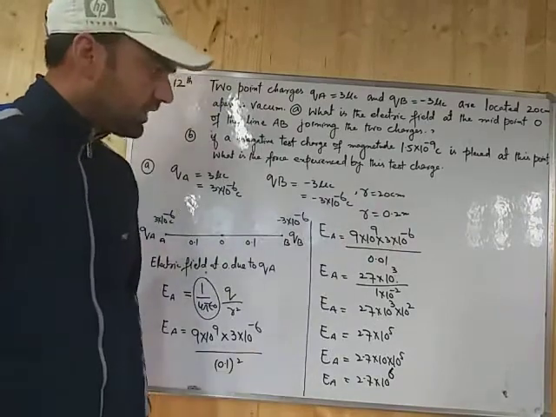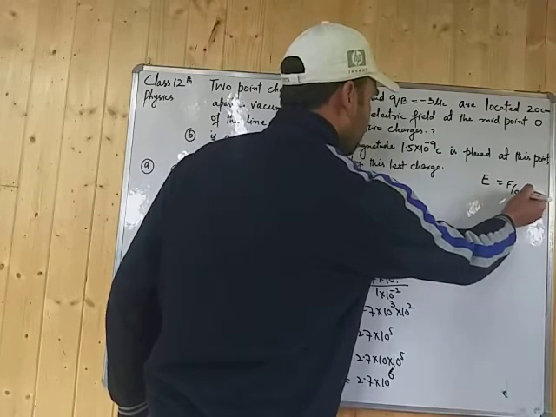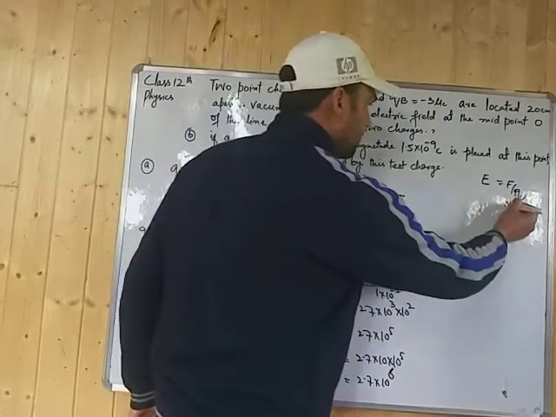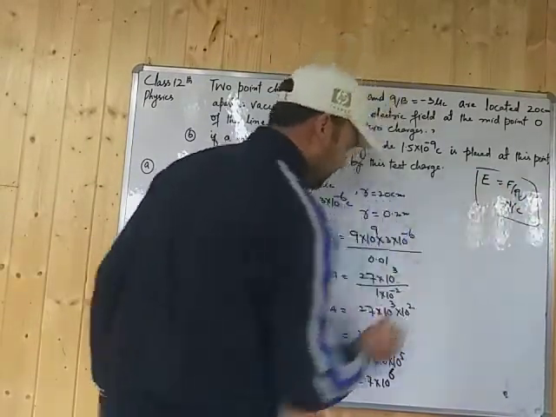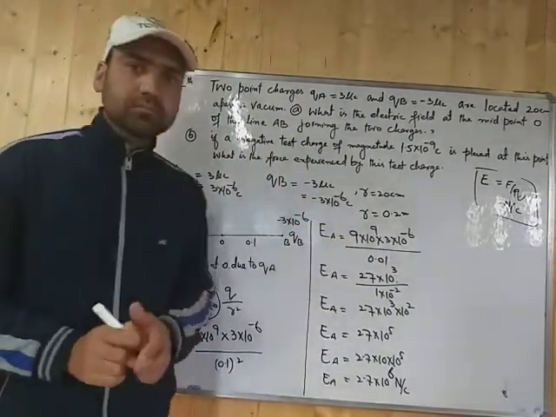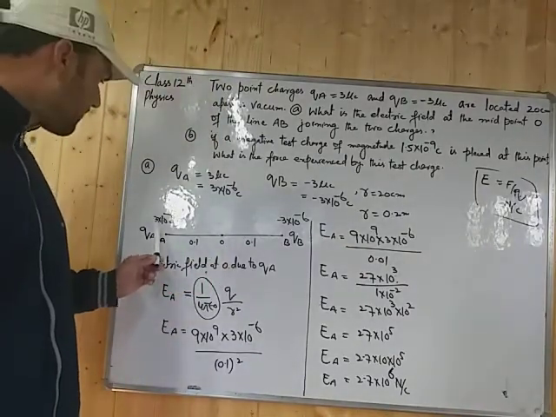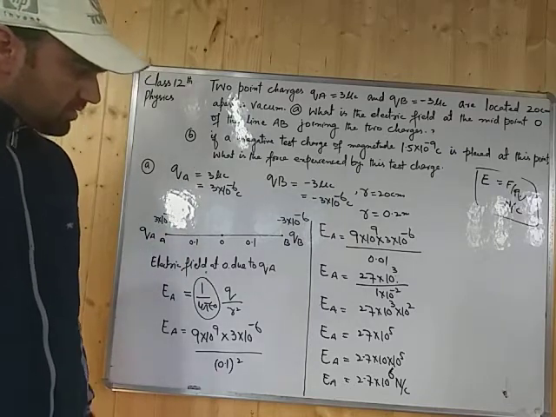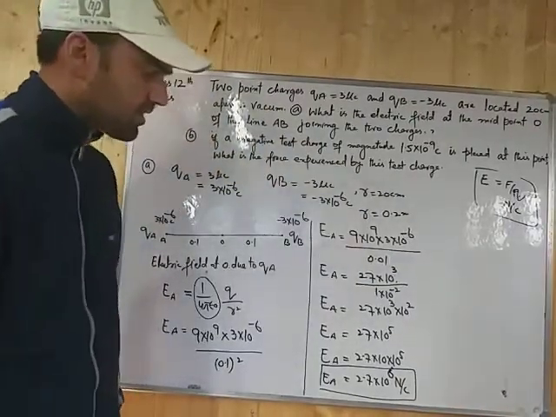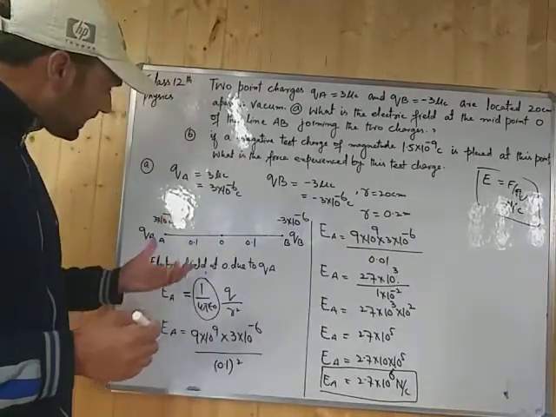But what is the unit? We know that electric field intensity is defined as the force acting on the charge. So the unit will be Newton per coulomb. This is the electric field at point O due to the charge 3 into 10 raised to power minus 6, that is 2.7 into 10 raised to power 6 Newton per coulomb.